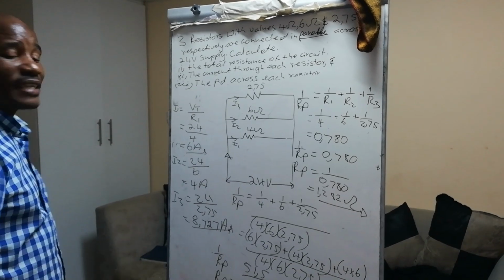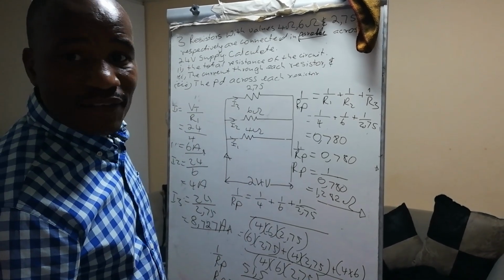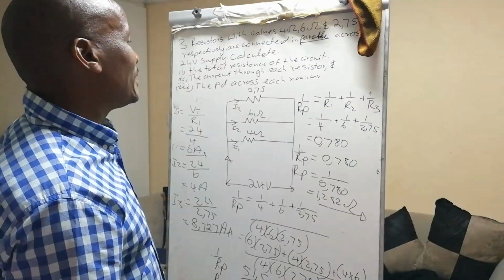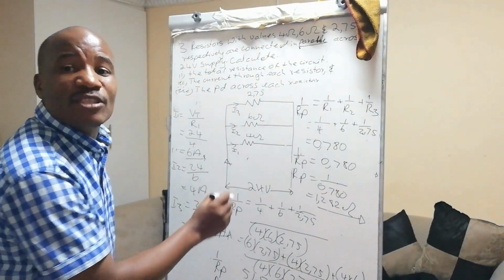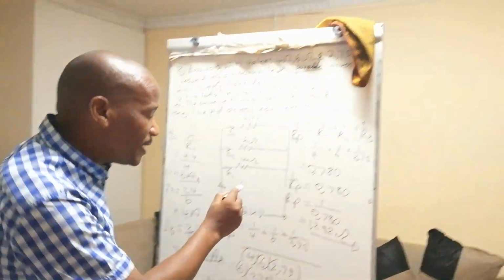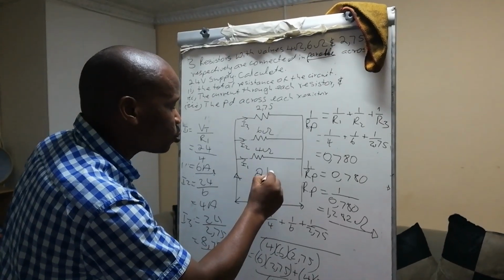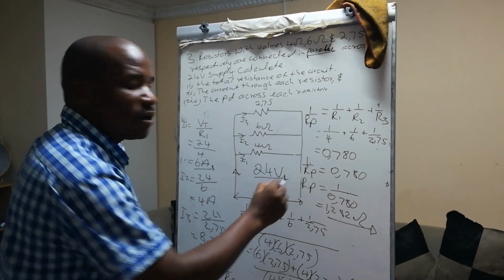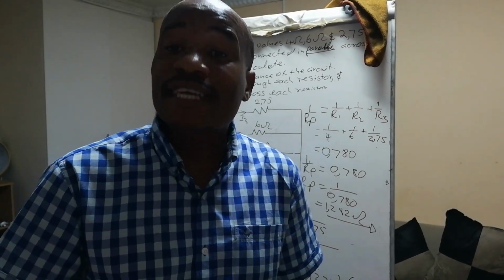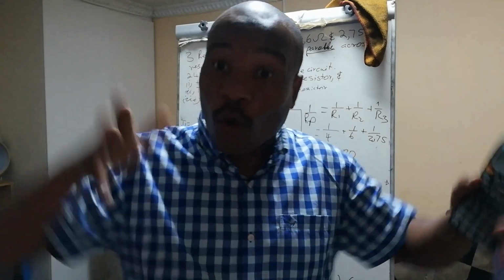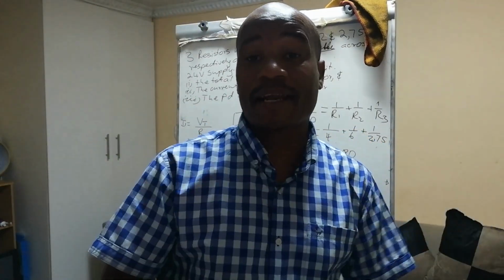They ask for the potential difference across each resistor. You don't calculate it, you tell them it's 24 volts. Why 24 volts? In a parallel branch, the voltage is the same for all the resistors, or for all the parallel branches.